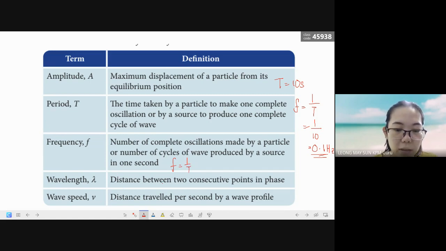Wavelength, I already mentioned, is the distance between two consecutive points in phase. Wave speed is the distance traveled per second by a wave profile. Do I need to recap how wave speed is produced?